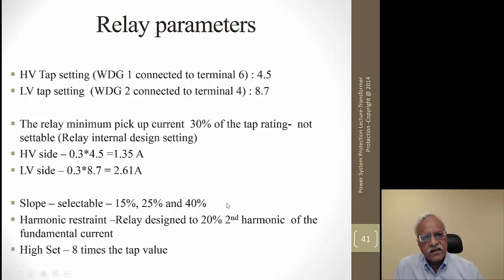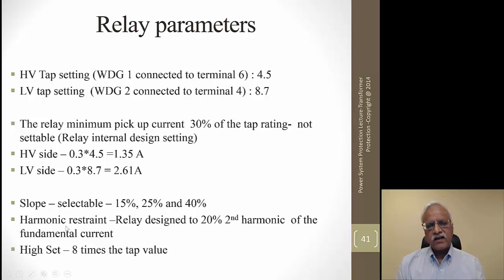You select a higher slope if you are not sure about the CT performance, and then you can use 25% or lower if you see that your accuracy is pretty good on the CTs. Harmonic content is also fixed in the relay, which is 20% of the second harmonic. The relay blocks if the second harmonic content exceeds 20% of the fundamental in the operating current.